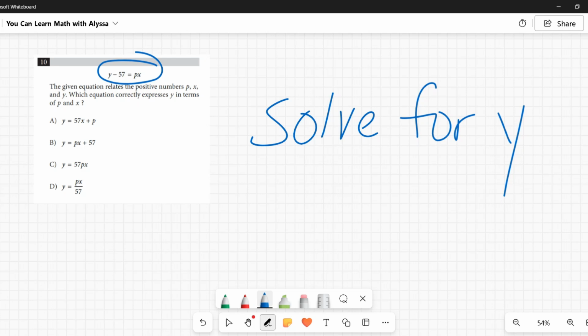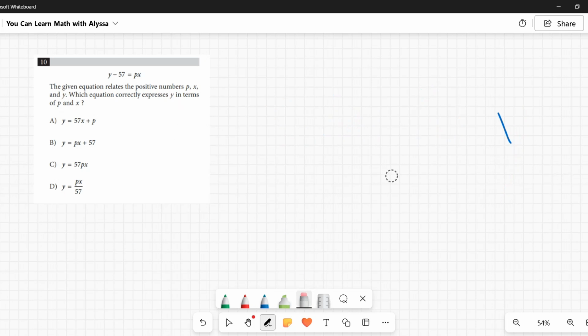So this one has 3 variables. If you needed to solve for the 3 of them, you would need 3 equations showing different relationships between them. That is just how it works. So in this case, we only have one equation. We want to solve for y, or which one expresses y in terms of, that's a very key one, in terms of p and x. So let's get y all by itself on the left.